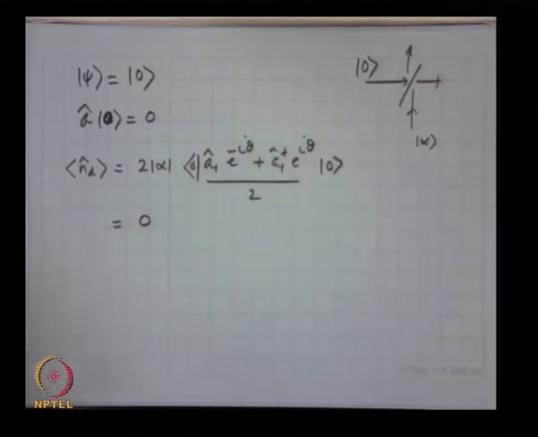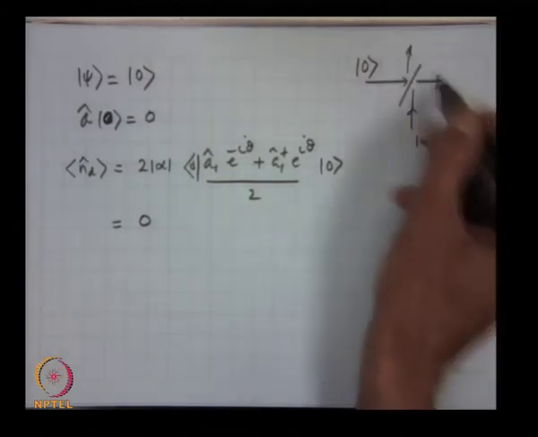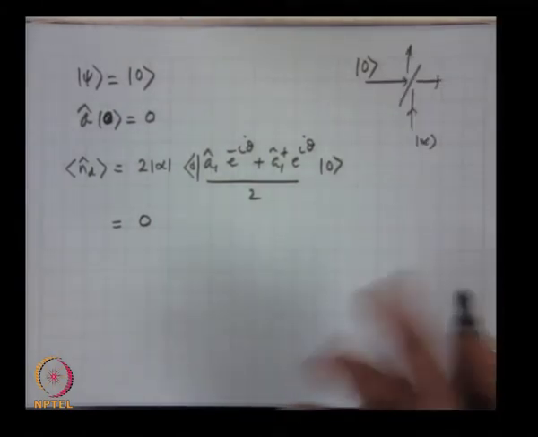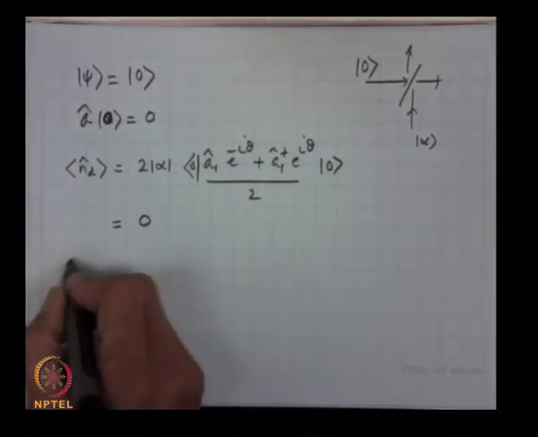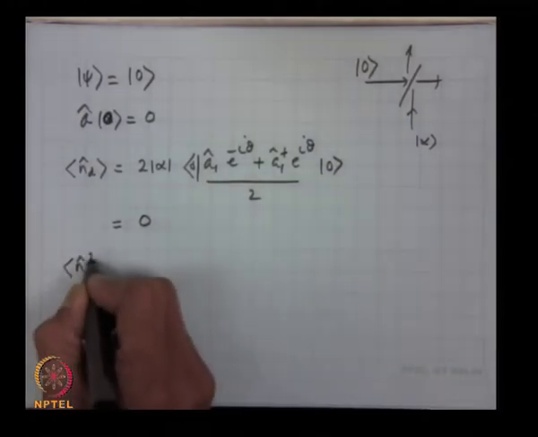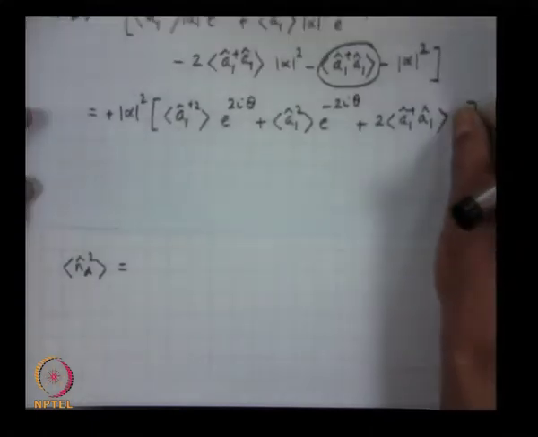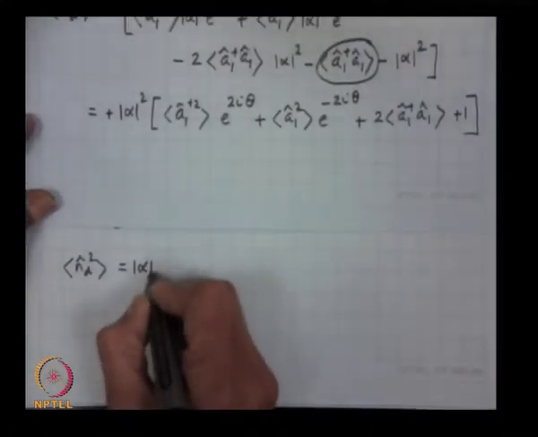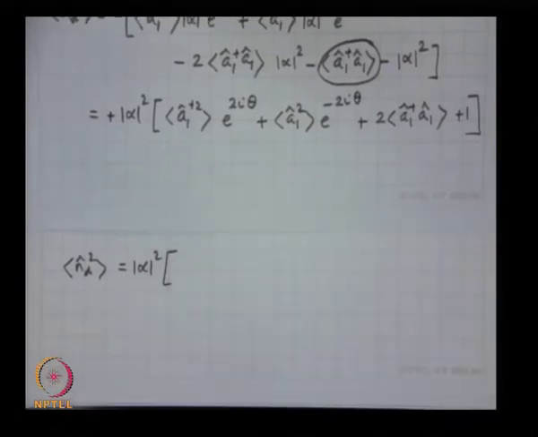See, classically, you will expect this because you have light coming in one arm of the beam splitter, you have identical detectors here, you subtract the signals, you will get 0. That's what is happening actually. Expectation value of ND square. Now, ND square is here. So, this is mod alpha square. What is the expectation value of A1 dagger square?